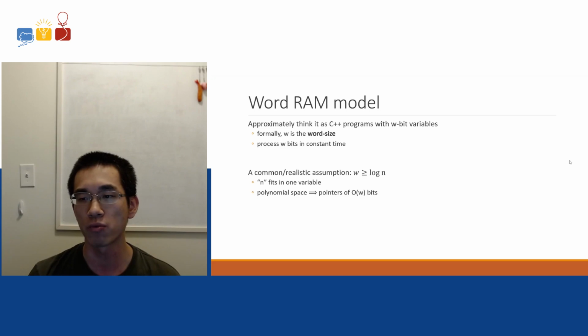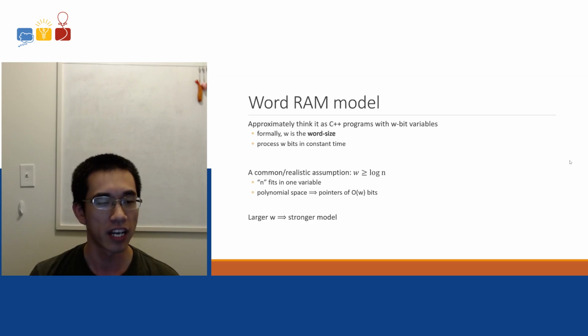The Intel CPUs were 4-bit initially in the 70s, and later they became 8-bit, 16-bit, 32-bit, and now 64-bit. As the computing power and the memory size increase, or in other words, the maximum n the computers can handle increases, the word size should also increase accordingly. And in general, the larger the word size is, the stronger the model of computation is. So in constant time, it can do more things.